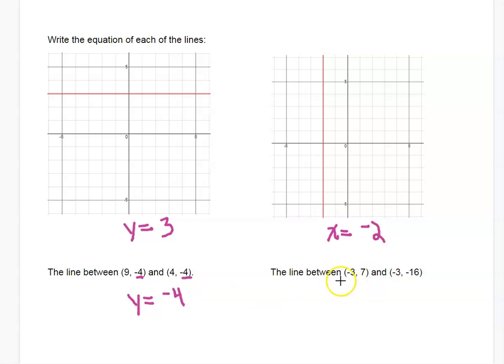And here, the line between negative 3, 7 and negative 3, 16. Okay, well, the x's are the same. So that would be x equals negative 3.